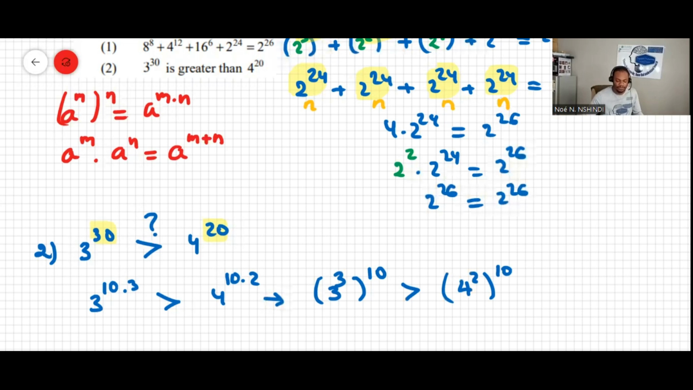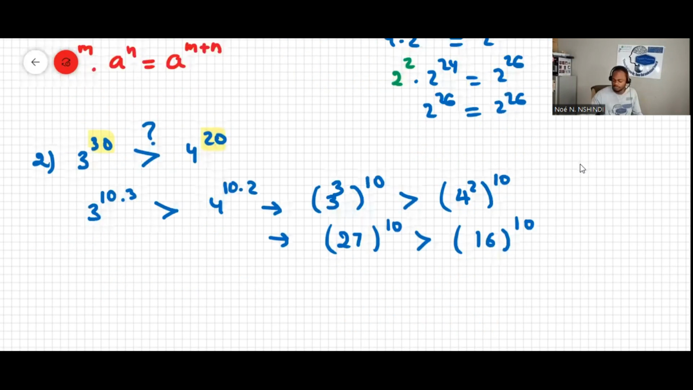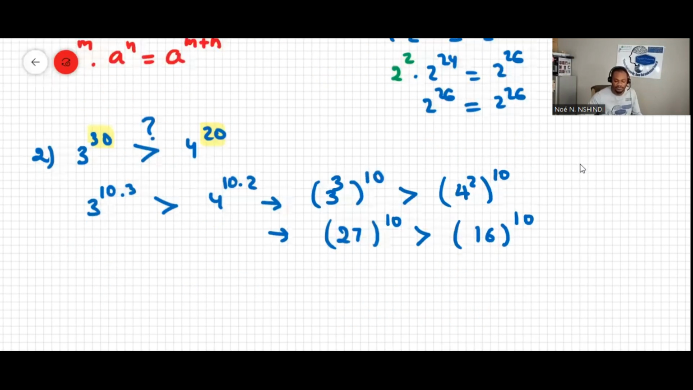Now look at this. 3 to the power of 3 is 27, so 27 to the power of 10 is greater than 4 to the power of 2, which is 16, to the power of 10. Now that we have common exponents, power of 10, we can just look at the bases. Of course, 27 is greater than 16, therefore 3 to the 30 is greater than 4 to the 20.